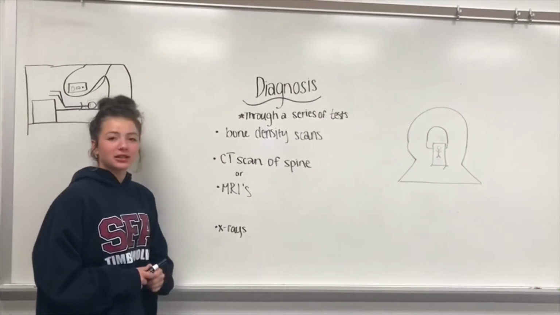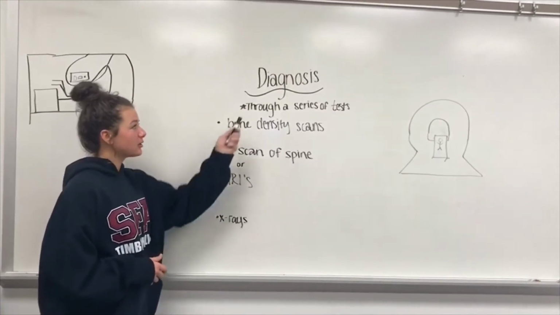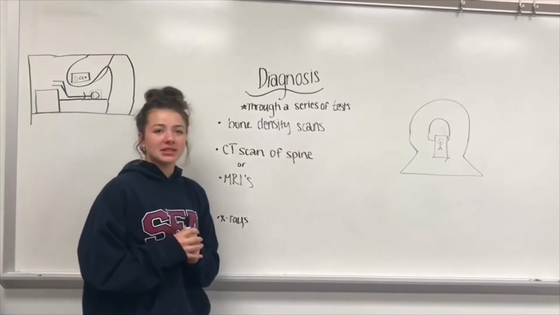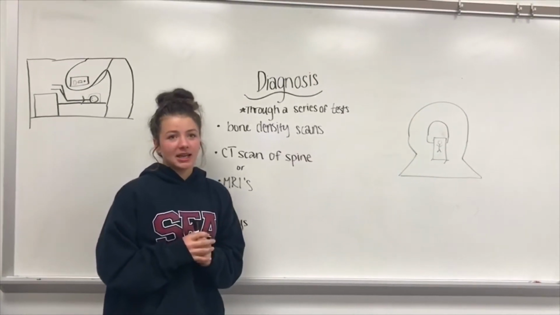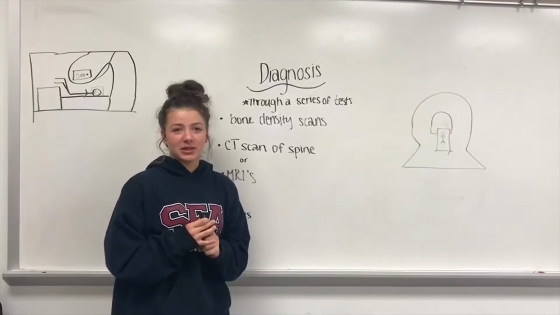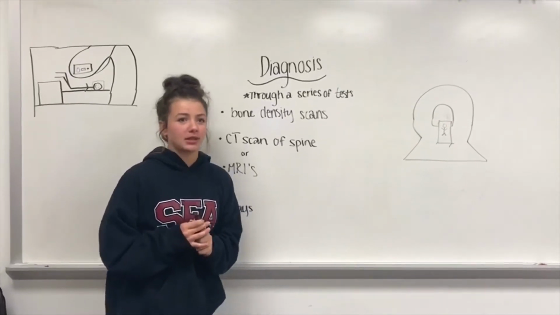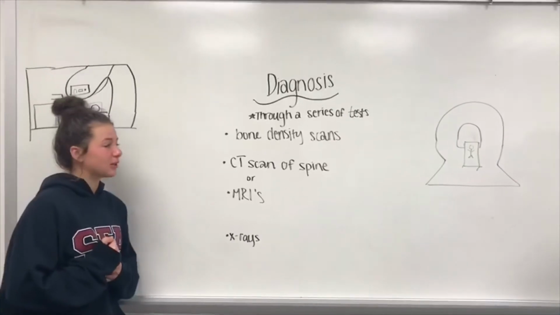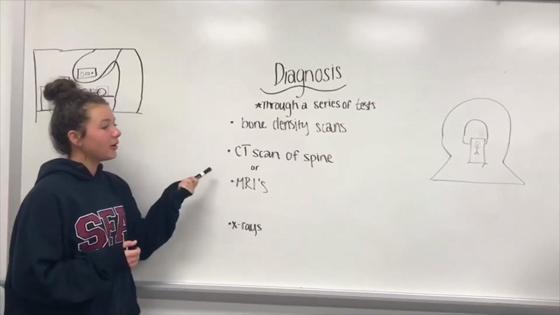Diagnosis. In order for osteoporosis to be diagnosed, you have to go through a series of tests, one of which is a bone density scan. A bone density scan, or DXA, is an enhanced form of X-ray technology that is used to measure bone loss. Another way to test if you have osteoporosis is through a CT scan of the spine or an MRI.